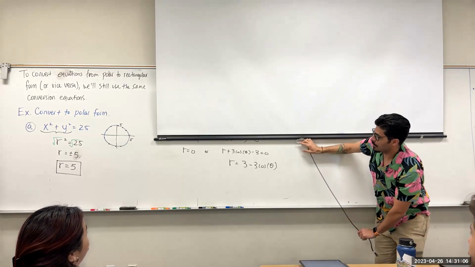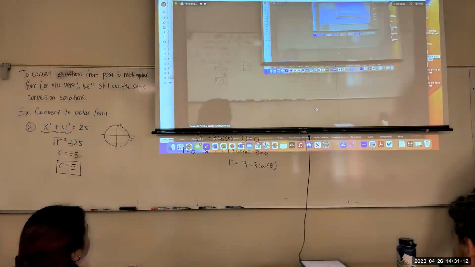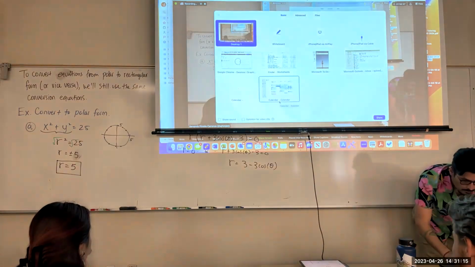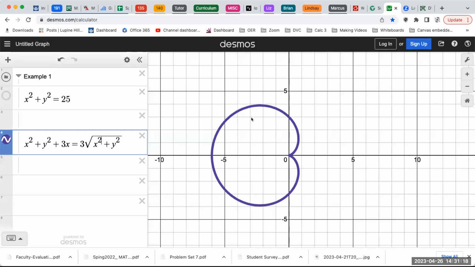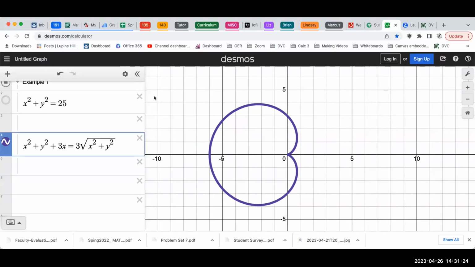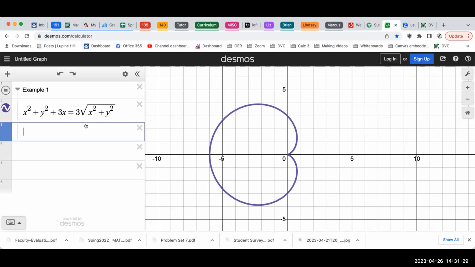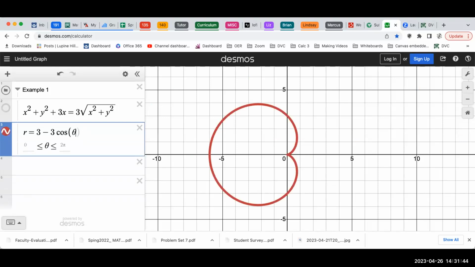Let me go like this so it shows. All right, so watch. That nasty rectangular equation is this cardioid here, right? But now I'm going to write r equals 3 minus 3 cosine theta, so that Desmos reads it as a polar equation. And look, it's the exact same graph.